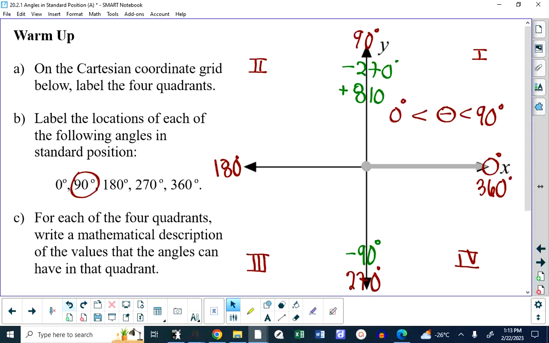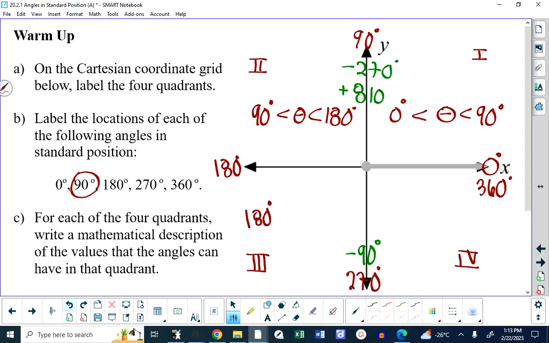There we go. In quadrant 2, what we can say is 90 degrees is less than theta, which is less than 180 degrees. And in quadrant 3, it's 180 degrees is less than theta, which is less than 270 degrees. And in this quadrant, we can say that 270 degrees is less than theta, which is less than 360 degrees.